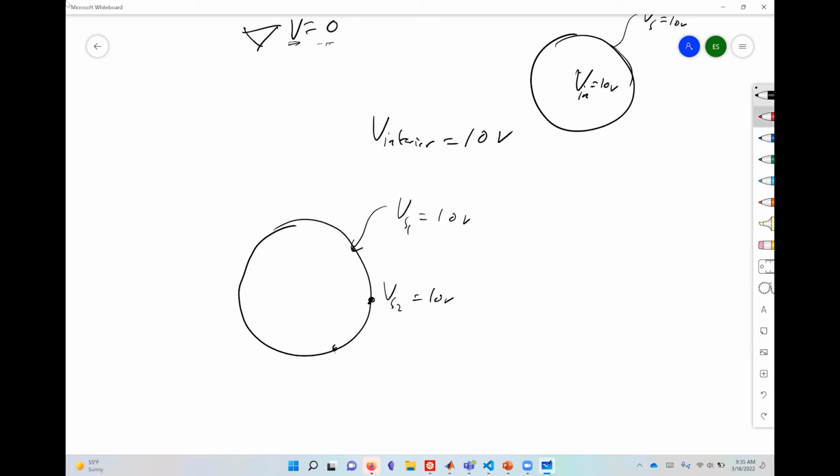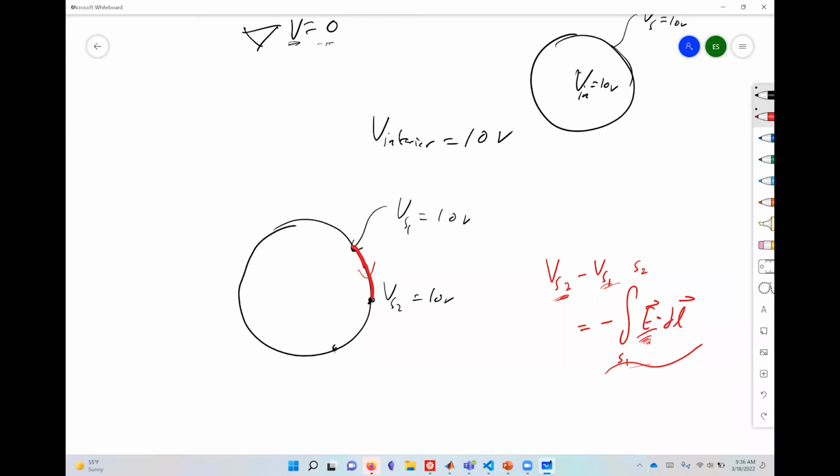Why? Well, this is easy to see. If Vs1 and Vs2 are different, what does that tell me? Well, Vs2 minus Vs1 equals minus the integral of E dot dl from S1 to S2. But we already established that if we move along the surface, we're moving along the tangent of the boundary. We know that the tangential component of the field has to be 0. So this integral will always be 0, so Vs2 will always equal Vs1.